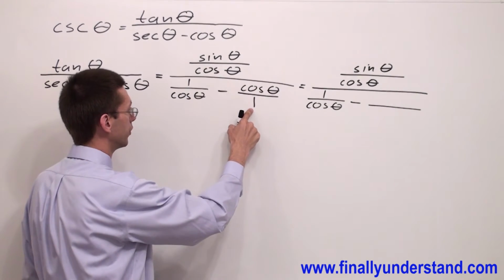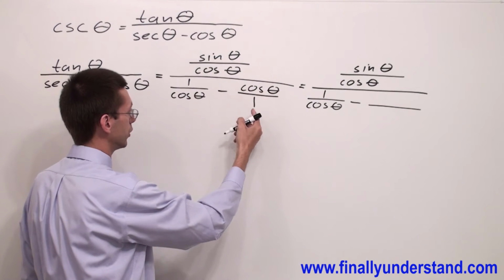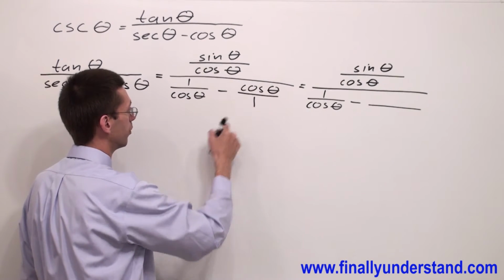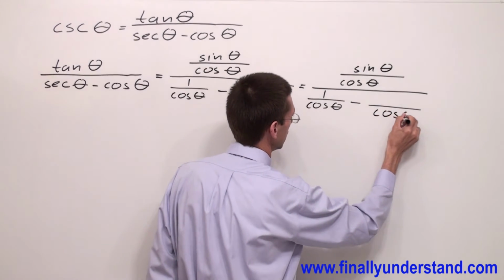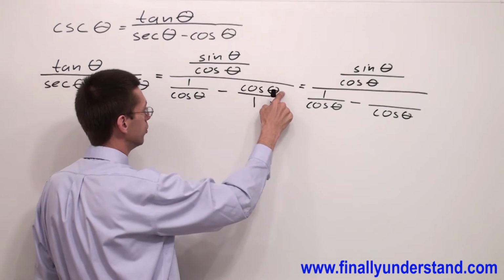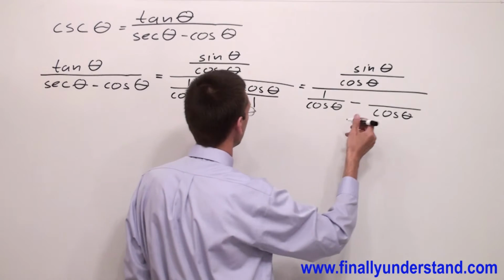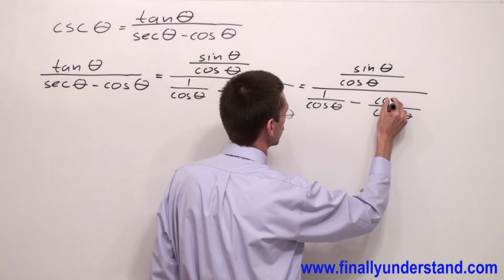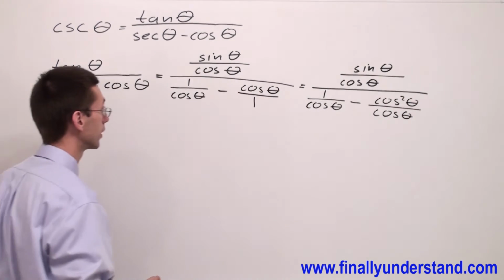okay, in order to find the denominator, which has to be cosine, I have to multiply this one by cosine theta. So I'm going to have cosine theta, and whatever I did in the denominator, I have to also do in the numerator. I have to multiply this cosine theta by cosine theta. That's why I'm going to end up with cosine squared theta. Next.